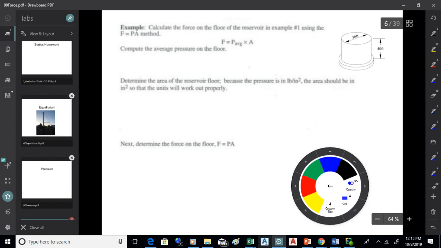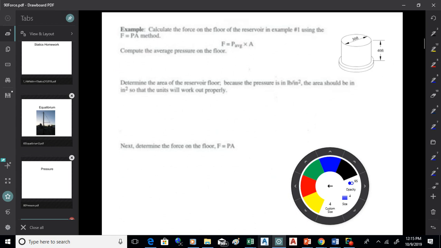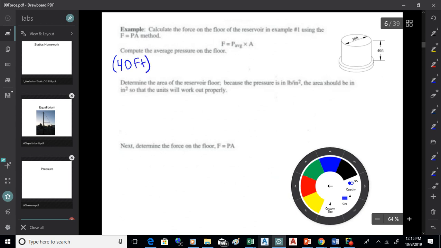All right. So let's find the average pressure on the floor. We want to find the pressure and force being exerted on the floor. Well, what's the pressure on the floor? Given what we went over Monday, 40 feet times what? Yeah, right. That's just every time, PSI per foot. And that comes out to be 17.32. Now, the way I have that written, I'd write that out PSI.